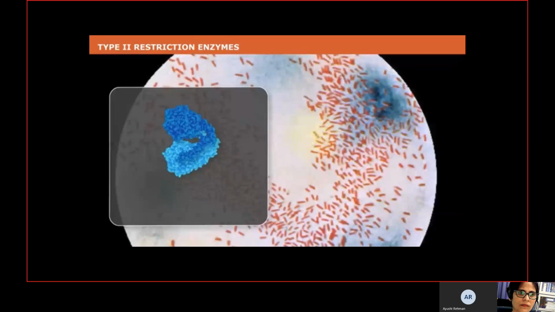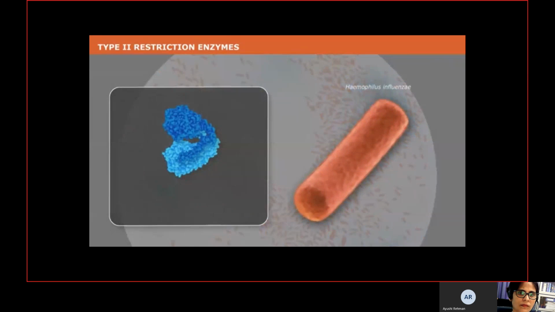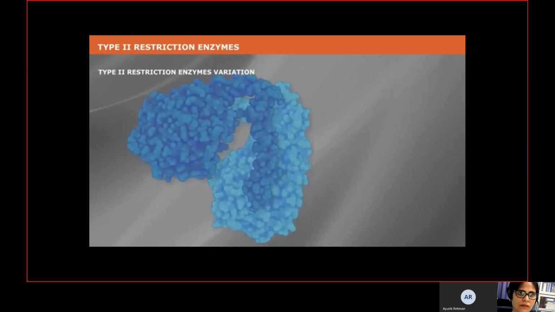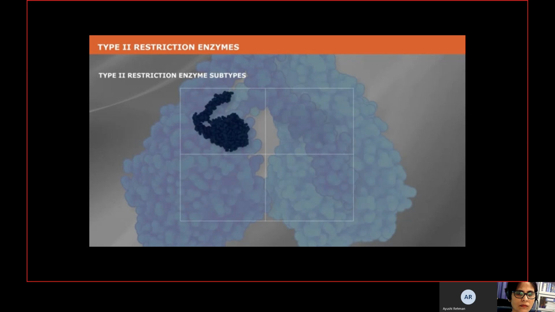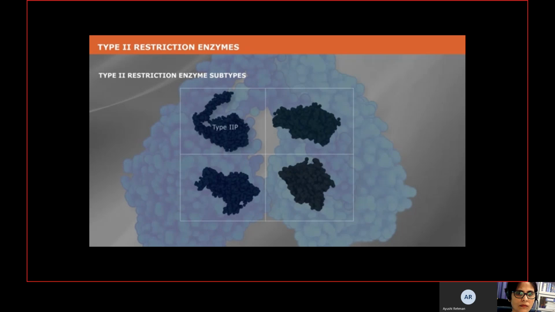Restriction enzymes are named for the microorganism from which they were originally purified. For example, HinD3 was the third enzyme found in Haemophilus influenzae, serotype D. Type II restriction enzymes vary widely in size, amino acid sequence, domain organization, subunit composition, cofactor requirements, and modes of action. They are loosely grouped into subtypes based on their enzymatic properties. The four most important subtypes are type 2P, 2S, 2C, and 2T.